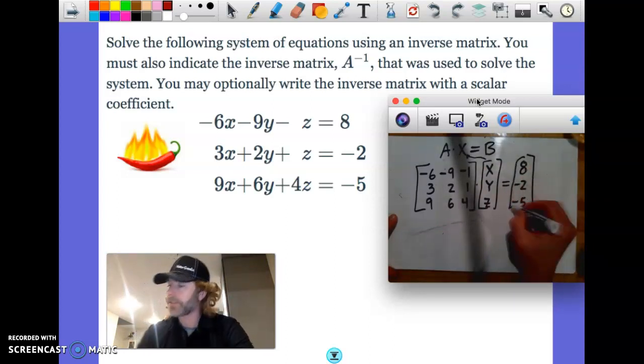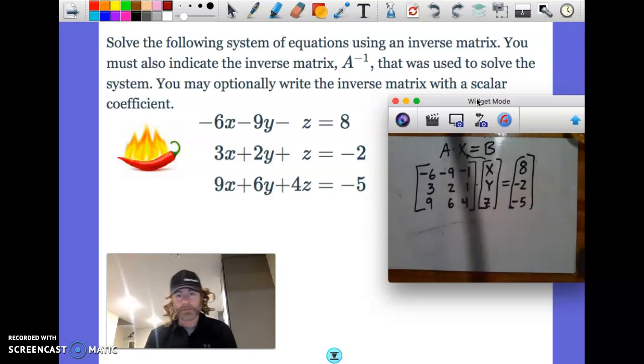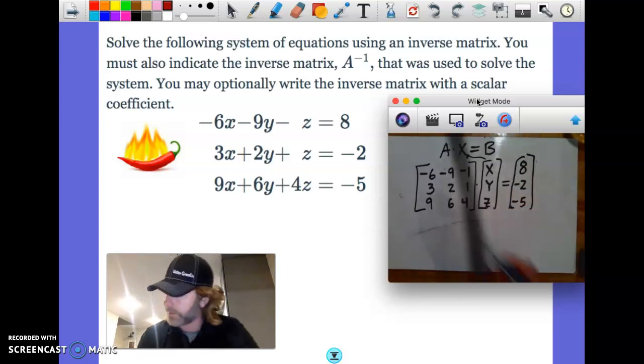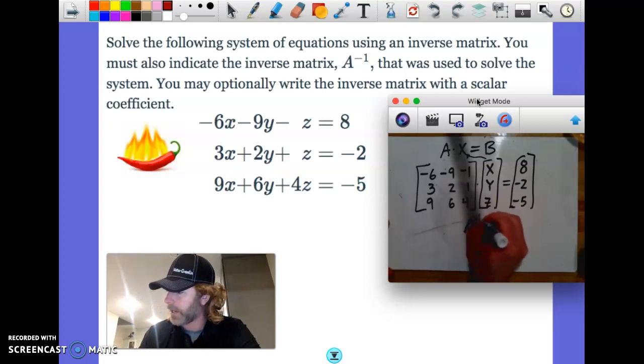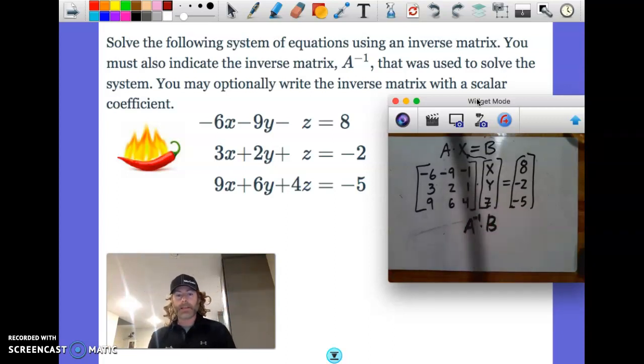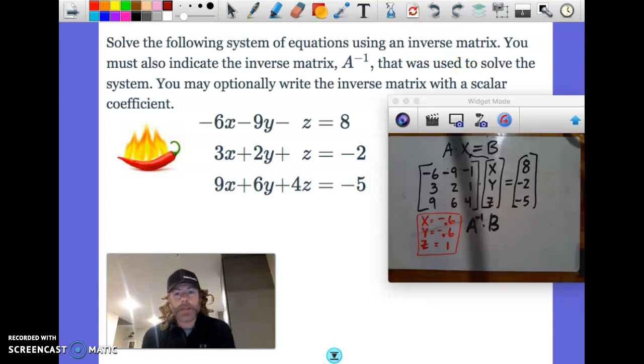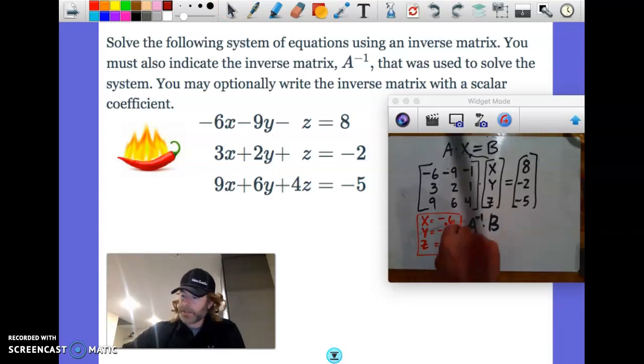So in order to solve this system, it'd take us a long time in an algebra 2 world. But in a matrices world, it doesn't. We need to find the inverse of A and multiply it by matrix B. And all of that can be done on our calculator. I'm just going to give you the answer here. I'm going to let you try that if you'd like. So for those of you guys that did try that on your calculator, here's the answers: negative 0.6, negative 0.6, and 1 in respective order.